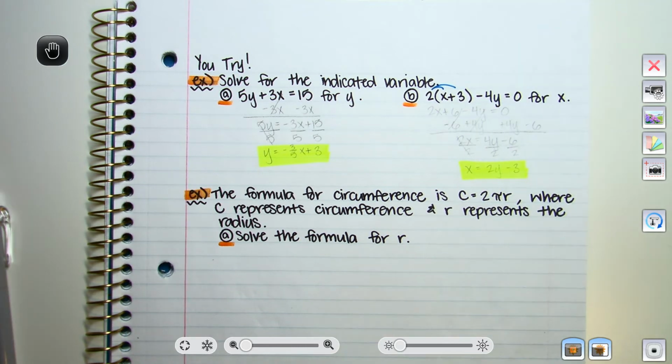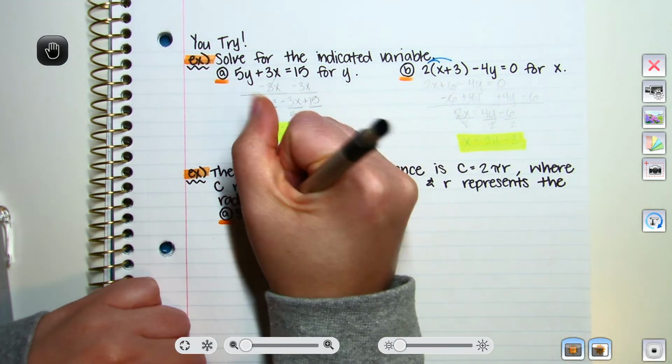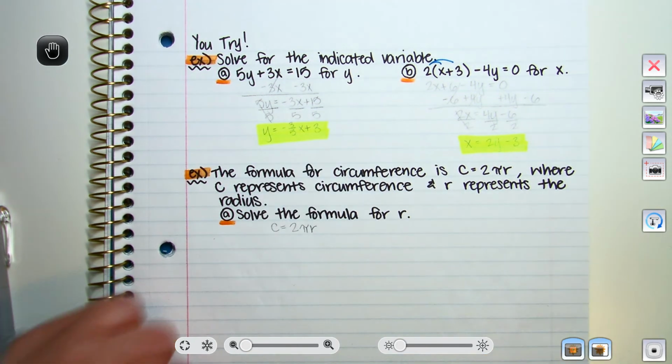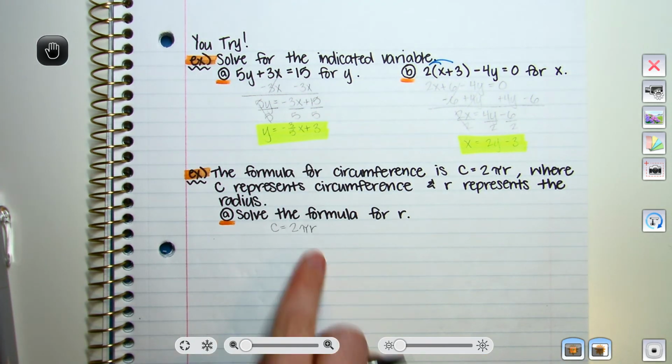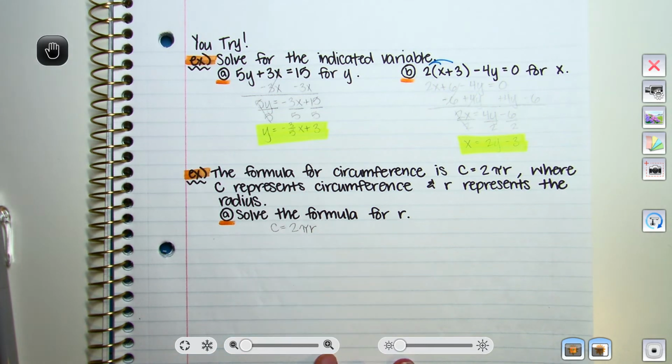All right, go ahead and pause this and write down this example and part A, and then we will come back and solve it. All right, so for part A, we want to solve the formula for R. So first thing I'm going to do is just rewrite this as C equals 2 pi R. And we're treating pi like any other number or variable. Just leave it alone, leave it as is, leave it written as pi. Please do not replace it with 3.14. Just leave it as pi.